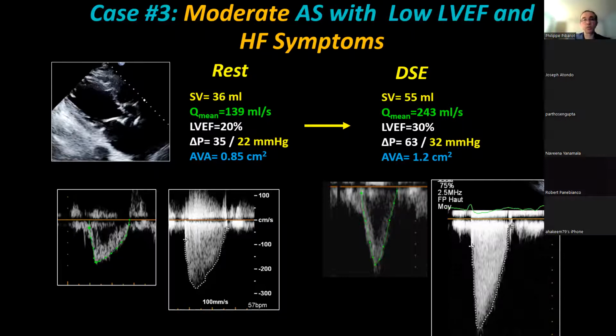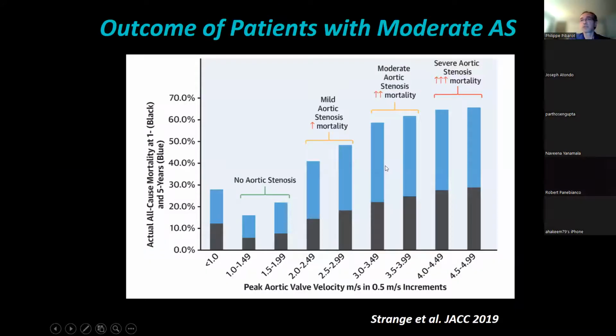So what we conclude is that this is what we call pseudo-severe AS, right? This is not true severe AS. There is no indication for AVR in this patient, at least until now. And pseudo-severe AS doesn't mean no AS. This is still a good moderate AS. And the next question is, well, okay, moderate AS, but is this moderate AS really benign for this very bad ventricle? Well, the answer is no.